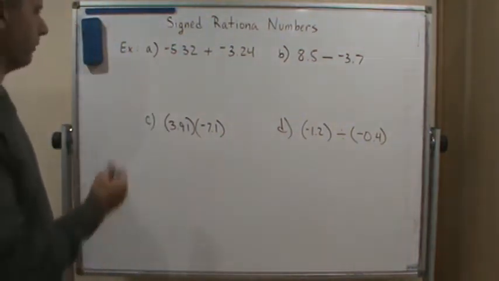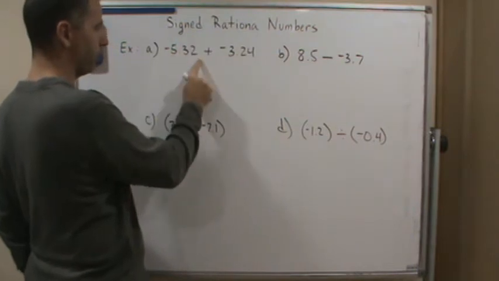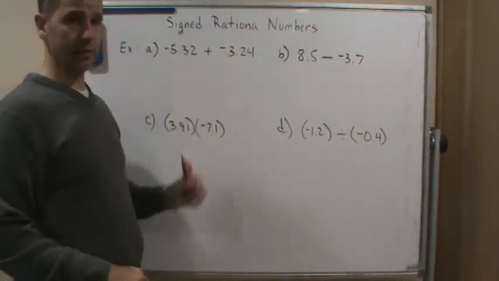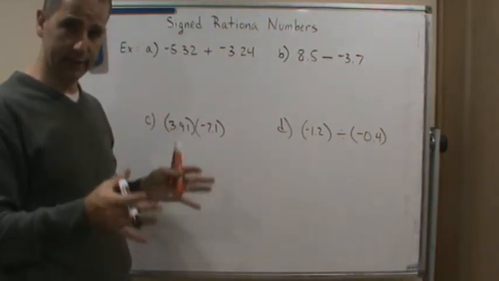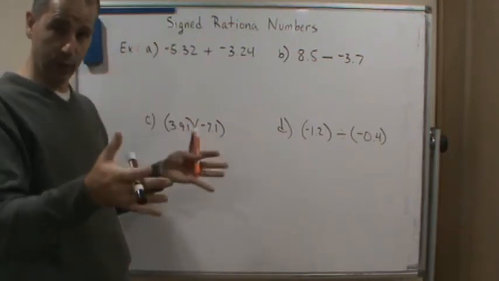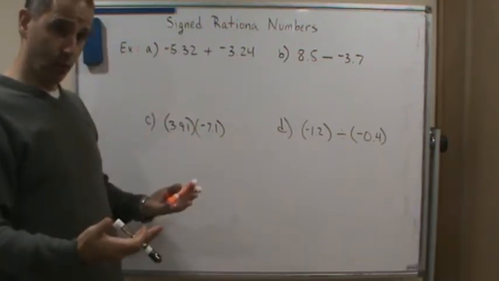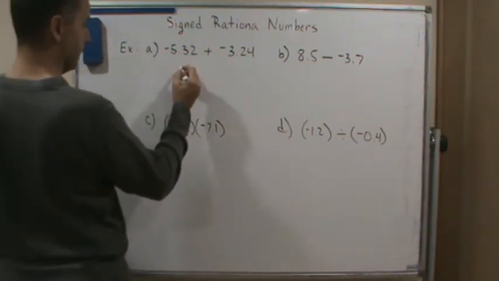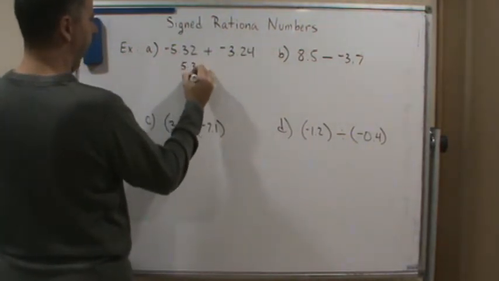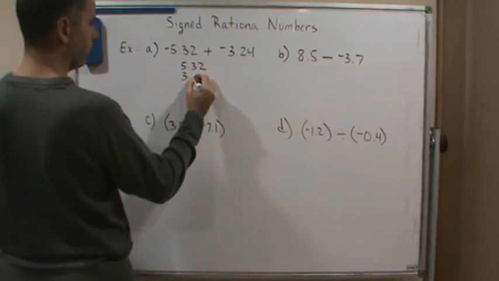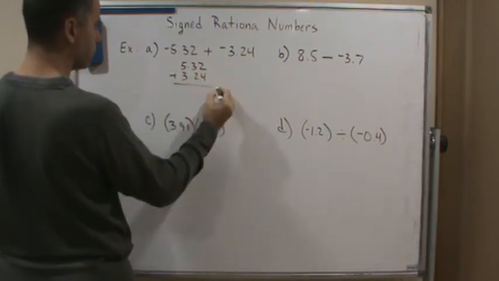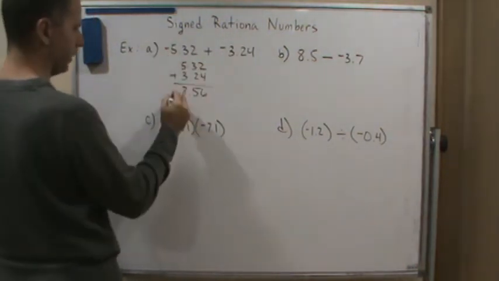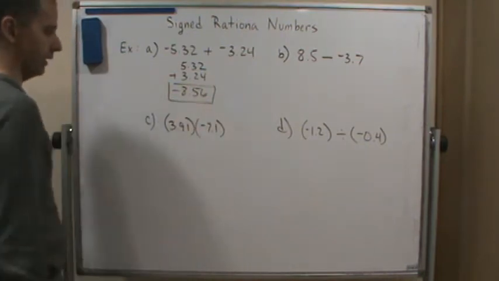So now here I've got negative 5.32 plus negative 3.24. So again, I notice that the same sign. So what I'm going to do is I'm going to add them. I'm going to ignore the signs, add them as positive numbers, right? I'm taking the absolute value of both numbers. I'm going to add them like I normally would add decimals, and then I'm going to keep the sign, which is negative. So in this case here, it's going to just be 5.32 plus 3.24, and this gives me 8.56. And since they're both negative, the answer is negative.